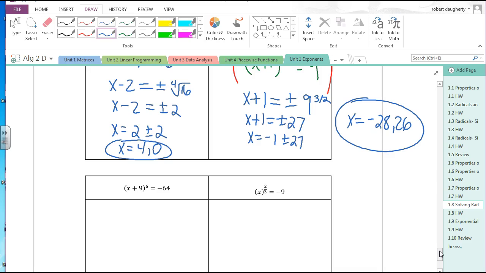Okay, let's look at a couple more. I know we're pushing hard, and I don't really like these 45-minute classes for this.